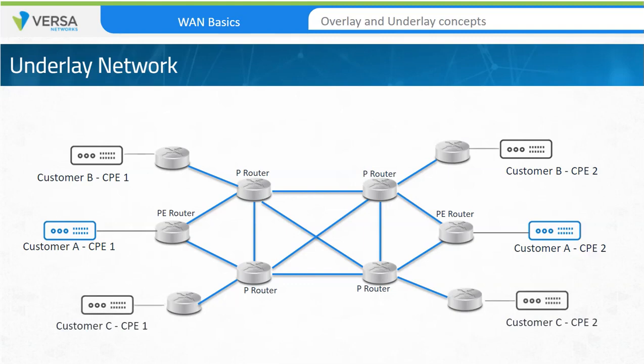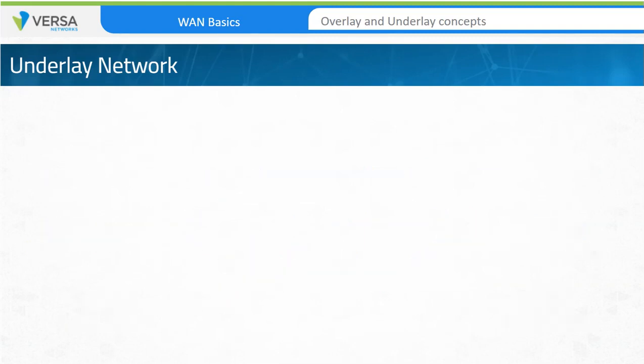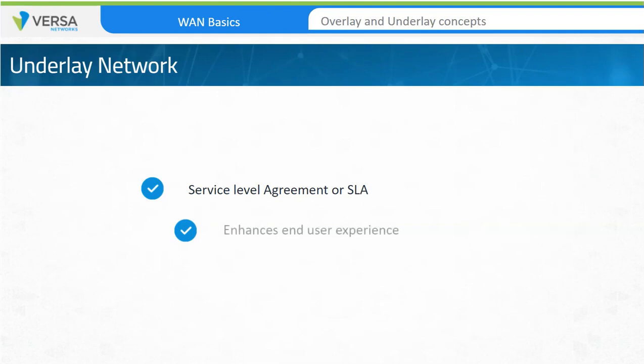With the evolution of MPLS and MPLS-based services, service providers also provide service level agreement or SLA-based services to enhance end-user experience. When an SLA is in place, the service provider guarantees under contract to provide a circuit with predefined performance guarantees.